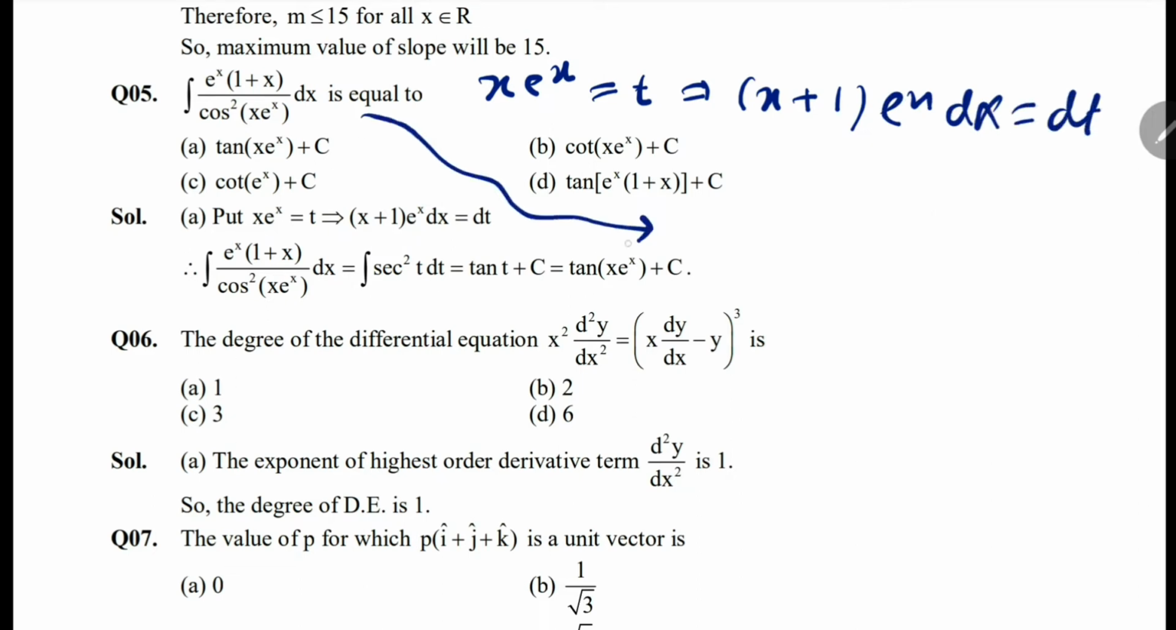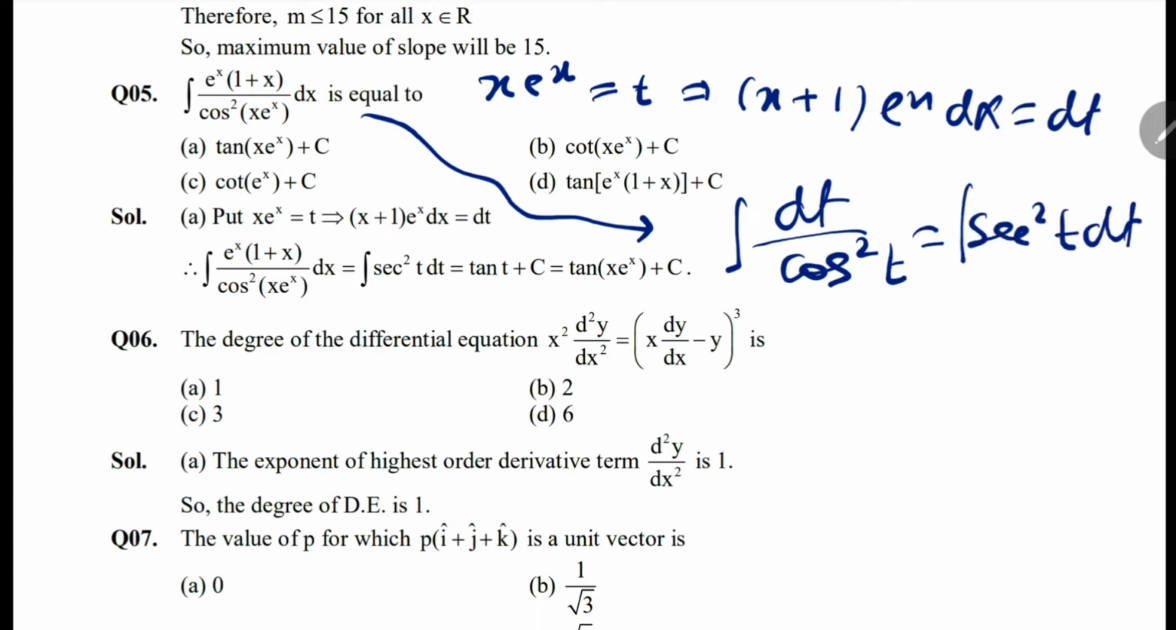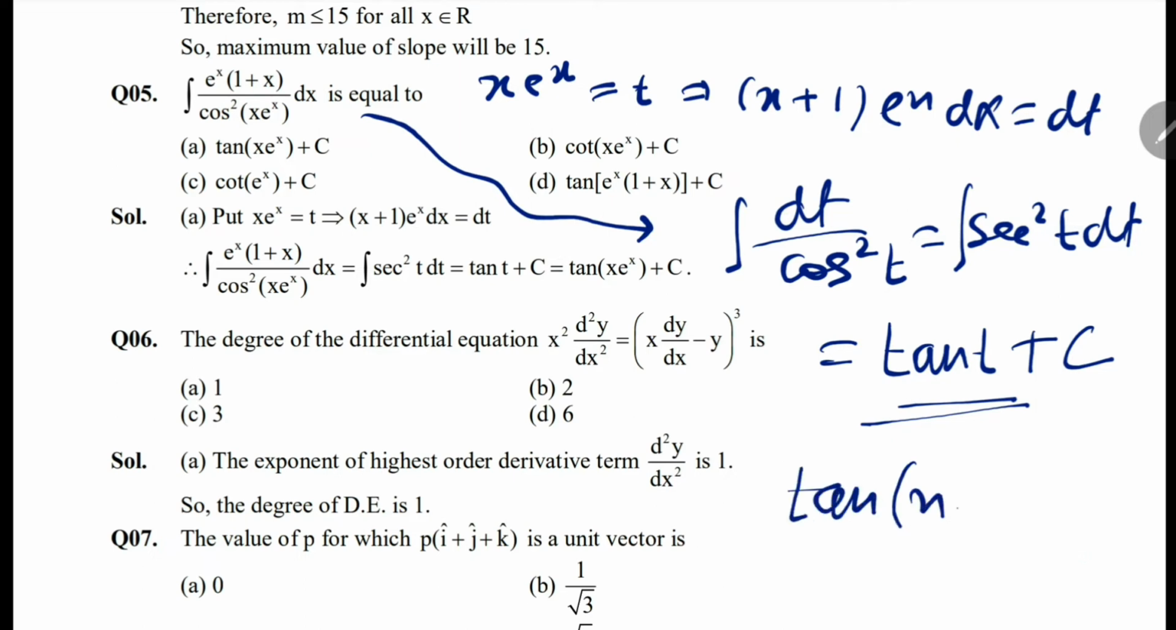Therefore the integral will now turn into dt over cos square t, which is actually secant square t dt, and which is further tangent of t plus the integral constant. Now replace t by x into e to the power x. So therefore the final answer is this, and in that case option A suits the most for this problem.